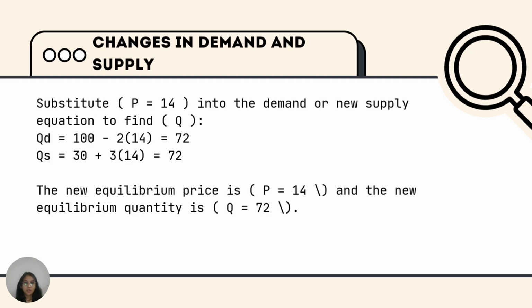Next, substitute P equals 14 into the demand or new supply equation to find Q, which is QD equals 100 minus 2 multiplied by 14 equals 72. QS equals 30 plus 3 multiplied by 14, and we got 72. The new equilibrium price is P equals 14 and the new equilibrium quantity is Q equals 72.